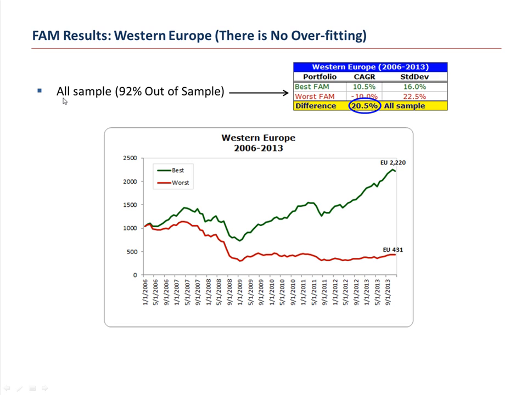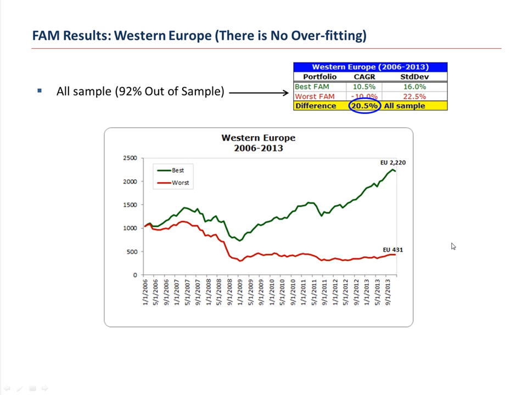If we look at the all sample, so all companies from 2006 through 2013, so 8 years in Western Europe, between 200 million euros and 100 billion euros, we'll see that the best rated companies return 10.5% on a compounded annual growth rate, and the worst companies return negative 10% on a compounded annual growth rate. The difference between the top and the bottom is 20.5% per year. So we can see that over an 8-year period, 1,000 euros would have more than doubled in the best rated companies and would have gone down about 65% in the worst rated companies.